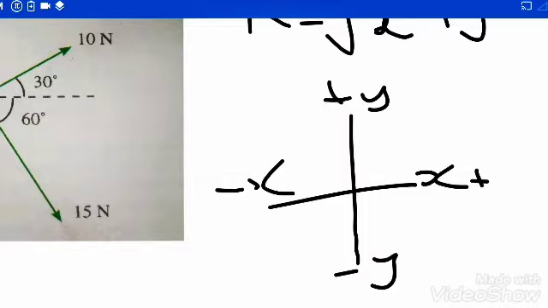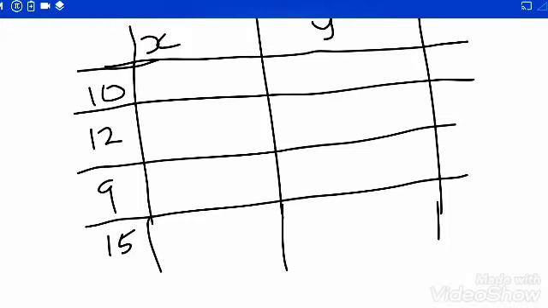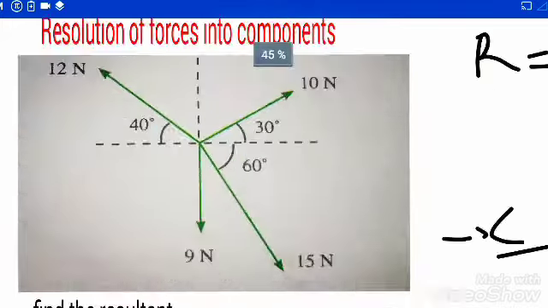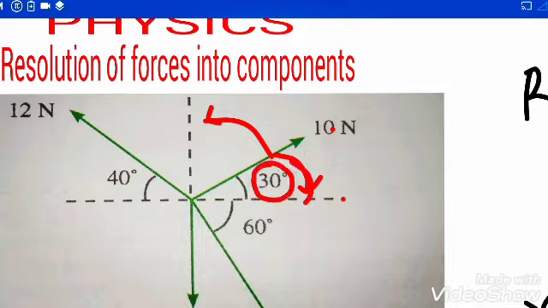Okay, I've made a table here to make the work easier for us. Let's start with the 10 Newton force. You can see we're going to resolve it to the x-axis and also to the y-axis. The general rule is this: whenever you are closing an angle, for me to resolve this 10 to the x-axis, it's as if I'm closing this 30 degrees here. Whenever you are closing an angle, you use cos, and whenever you're opening an angle, you use sine.